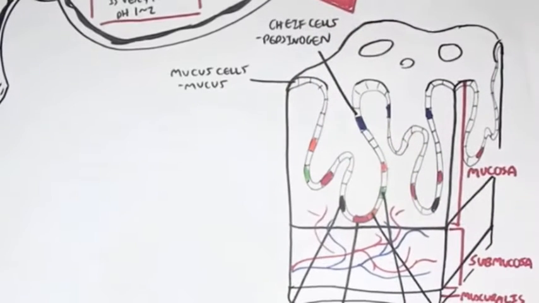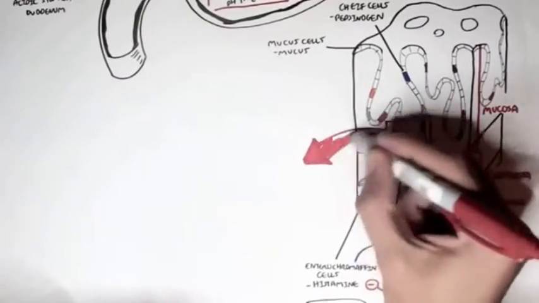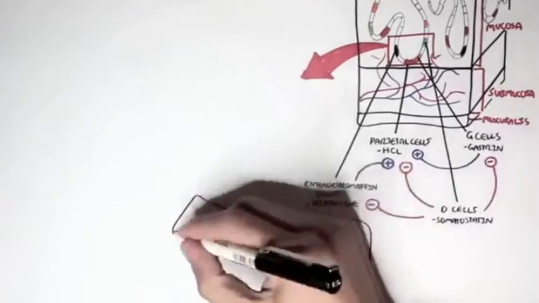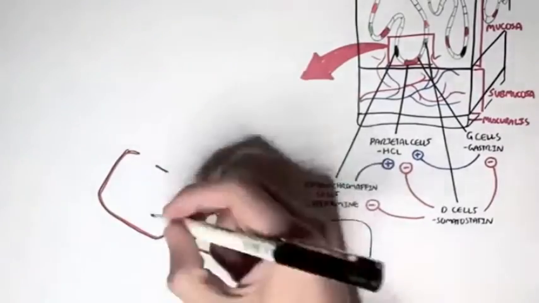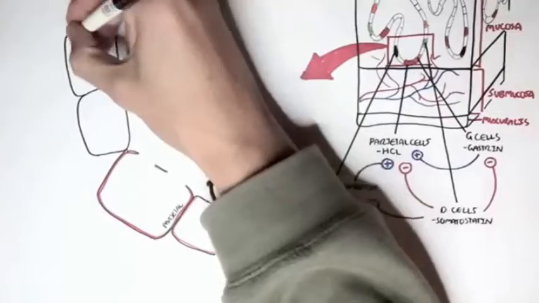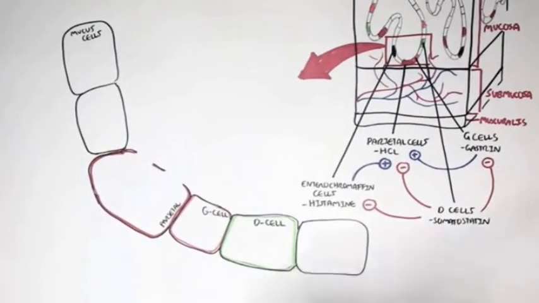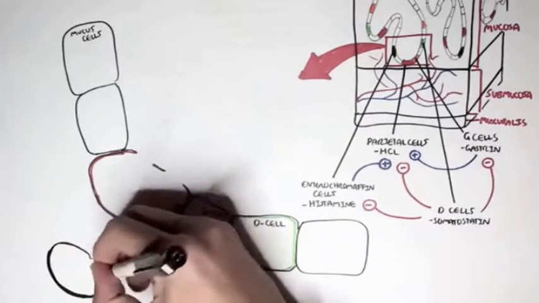Okay, let's have a closer look at how hydrochloric acid is secreted and how it is regulated by all these other cells surrounding it. So here we have some stomach cells. We have the D cells, the G cells, and here we have the parietal cells. The parietal cells secrete hydrochloric acid, remember. And then we have the mucus cells. Here we have the enterochromaffin cell, abbreviated ECL.